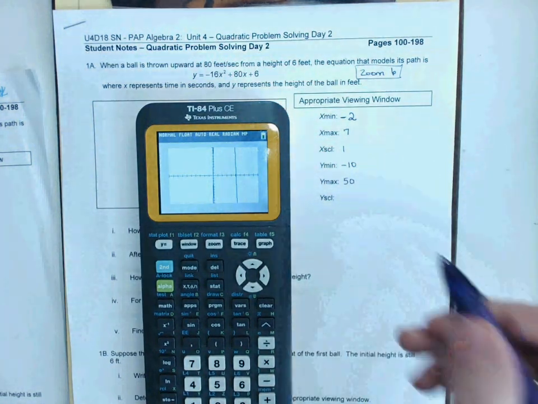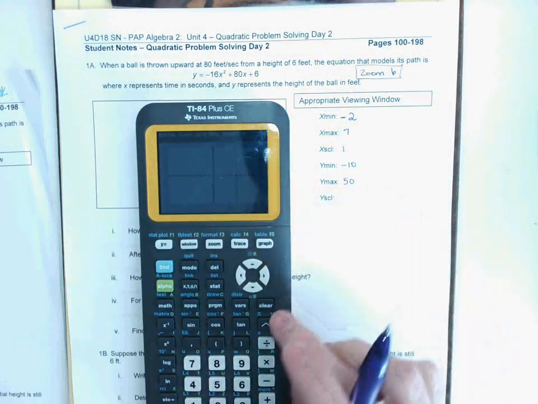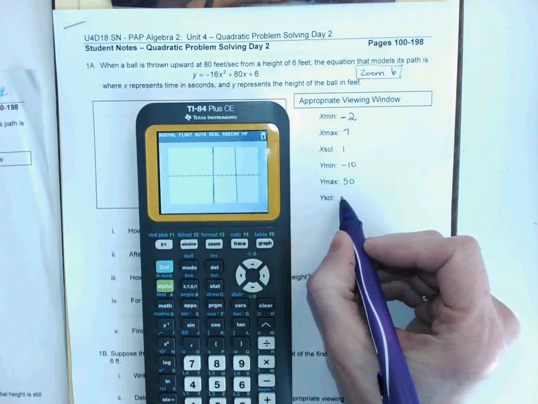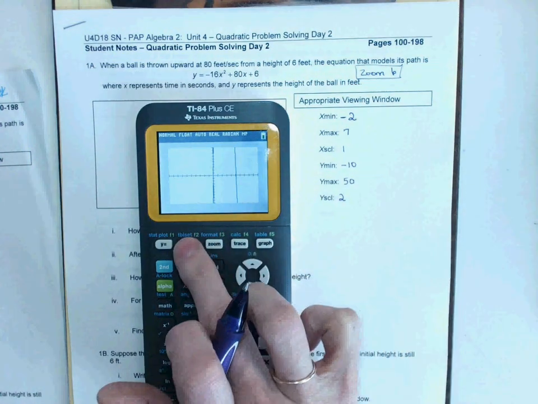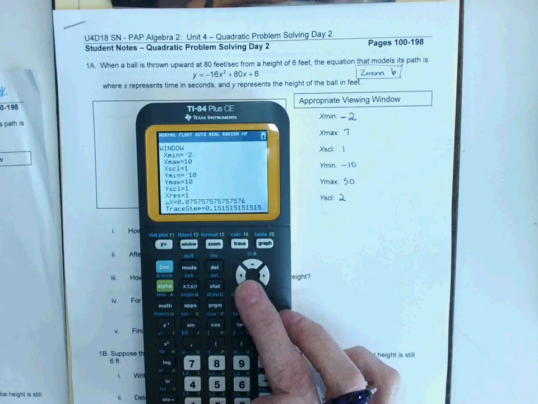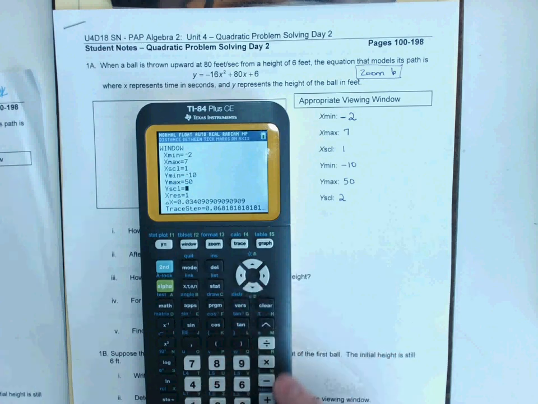And then if I was going to do a max at 50, I would probably want to make my scale at least 2 and maybe even more. So let's hit the window button and give that a try. That's really what we're doing, just estimating to start out with. We got the x min, x max. Now my y min, I'm going to leave it at negative 10, but the max 50. And let's make our scale 2.